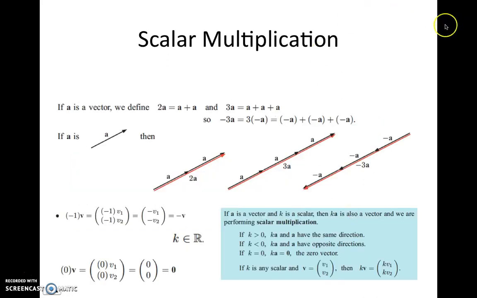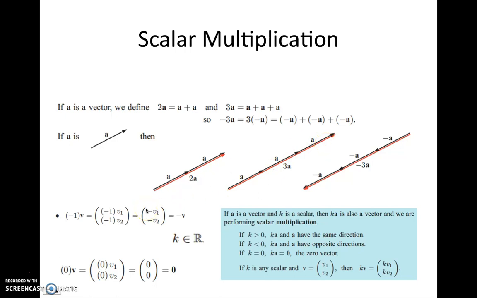Scalar multiplication. If A is a vector, we define 2A as A add A, and 3A as A add A add A. So minus 3A is equal to 3 times minus A, so then it's minus A add minus A add minus A, which is handily shown in this graph. You've got A as a vector here, then another vector of A, and then minus A, minus A, minus A, because it's going downwards, whereas all these ones are going upwards.